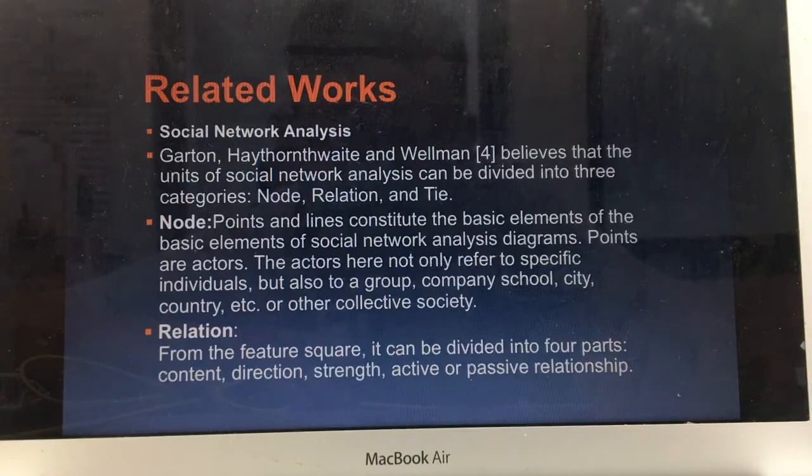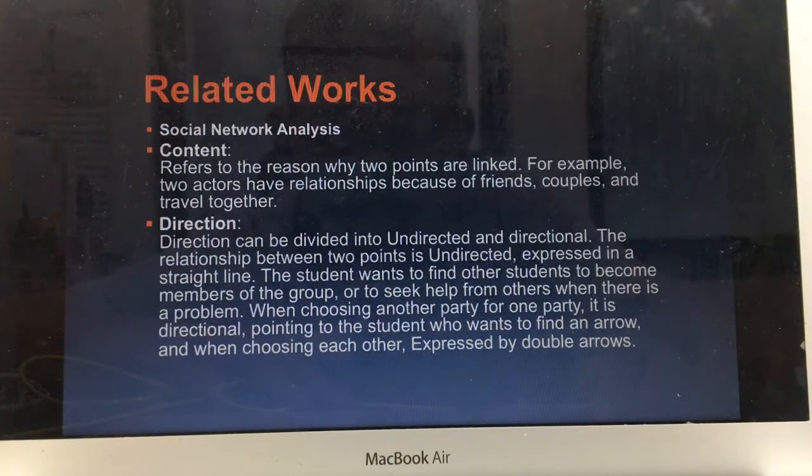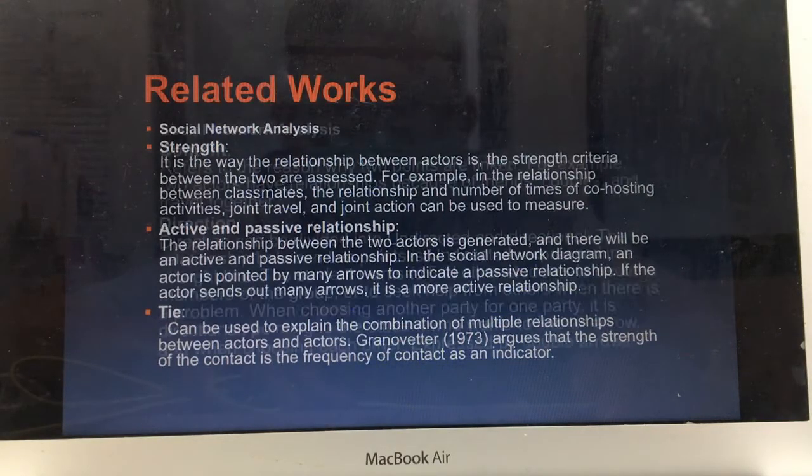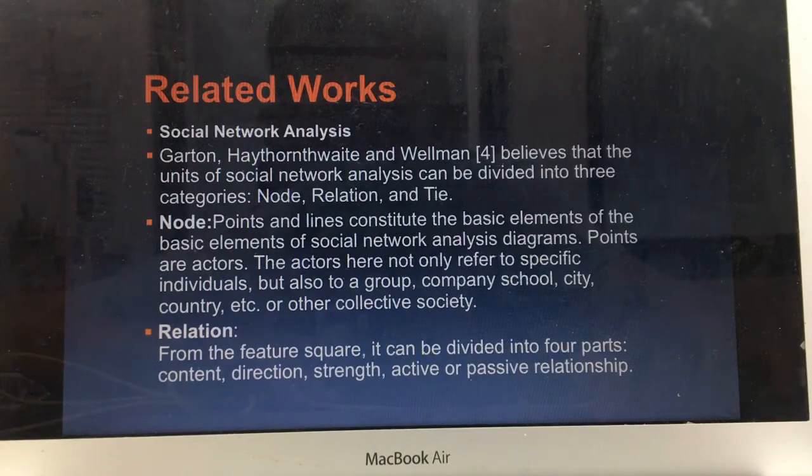So in the social network, we have the nodes, relation, content, direction, strengths, active and passive relationship, and also the tie. A node is a point, and points and lines constitute the basic elements of social network analysis diagrams. Points are actors. The actors here refer not only to specific individuals, but also to a group, company, school, city, or country. Relation is a feature.